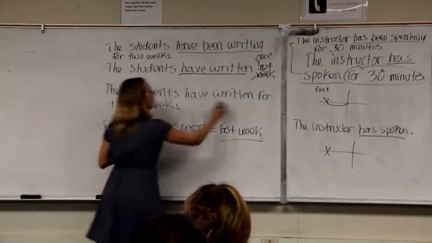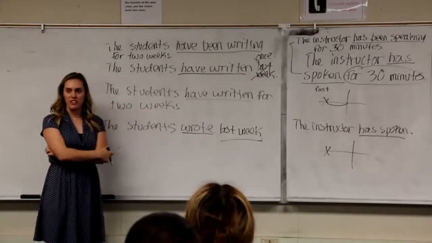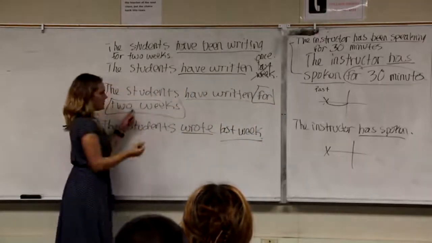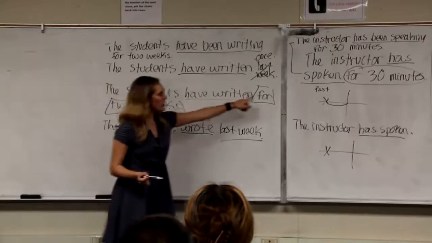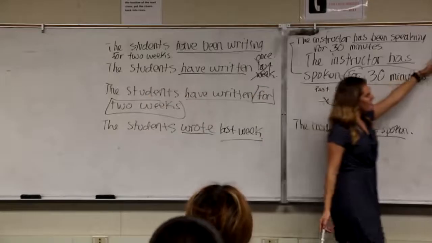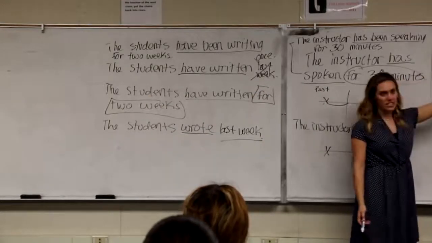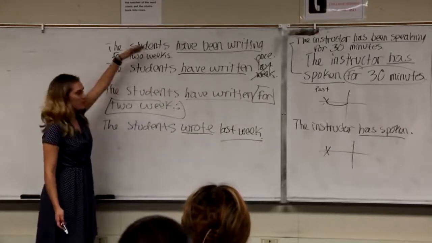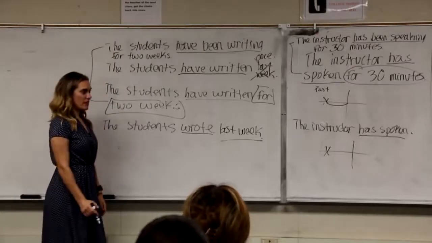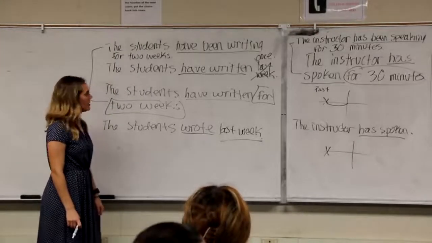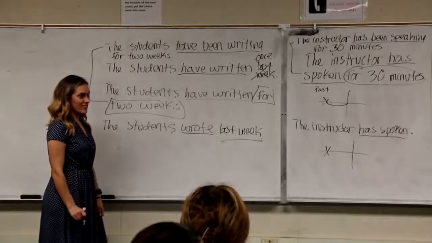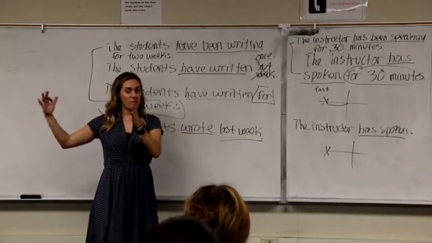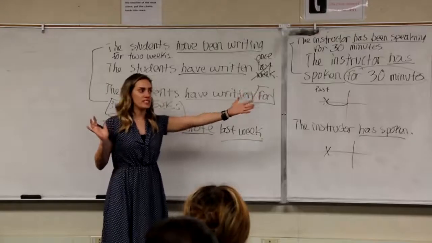Here, the students have written for 2 weeks. Are they still writing or are they finished? They're still writing. Present perfect plus for or since means it started in the past and continues. So they are still writing, okay? So this and this are the same. But the first one, if we say for 2 weeks, it means it finished. This one? No, this is still happening. They have been doing it for 2 weeks. Maybe they're going to do 2 more weeks.